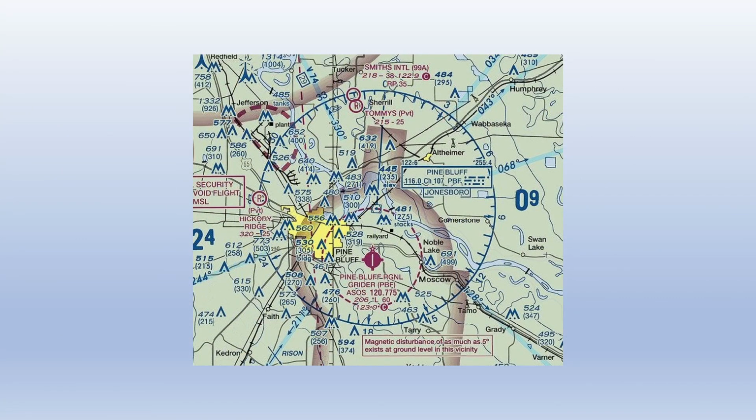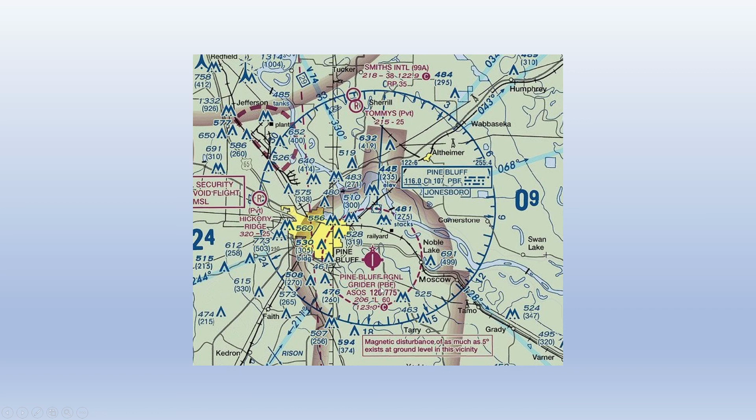Every airport has a data block near it that gives some quick reference information about the field. So let's take a look at the data block for Pine Bluff. At the top of the data block, we have the airport name, Pine Bluff Regional Grider Field. And next to that, in parentheses, we have the three-letter FAA identifier.